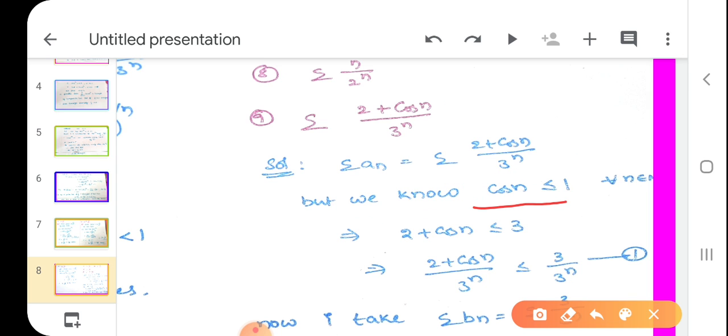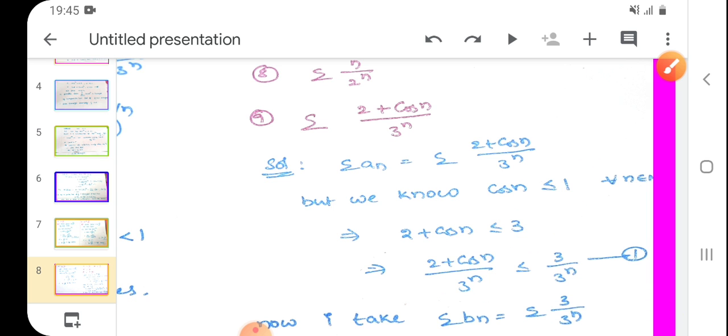First I take cos n less than or equal to 1. Now I add 2 on both sides. What we get? 2 plus cos n is less than or equal to 1 plus 2, which means 3. Now I divide by 3 power n on both sides. So I get (2 plus cos n) by 3 power n less than or equal to 3 by 3 power n. Is it clear or not?